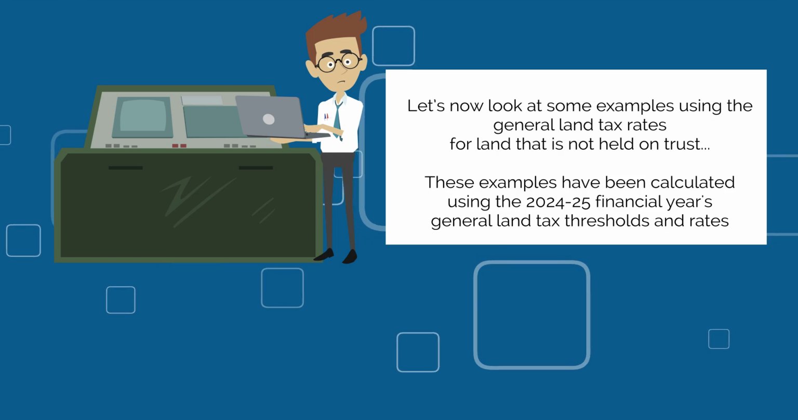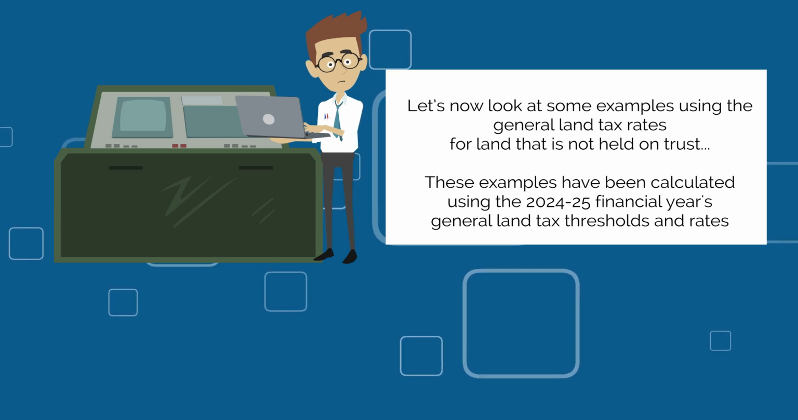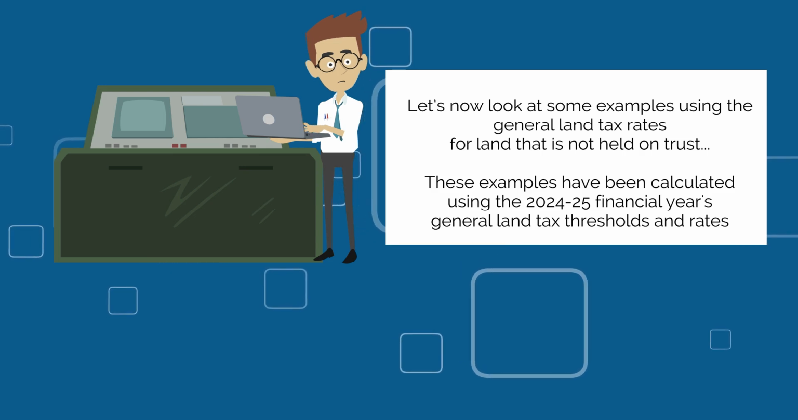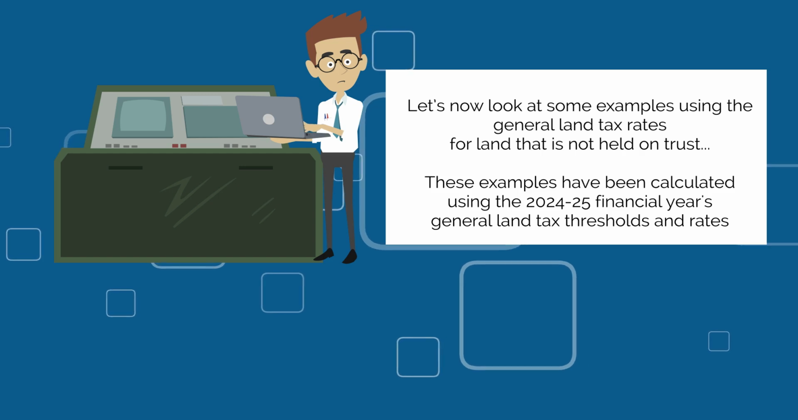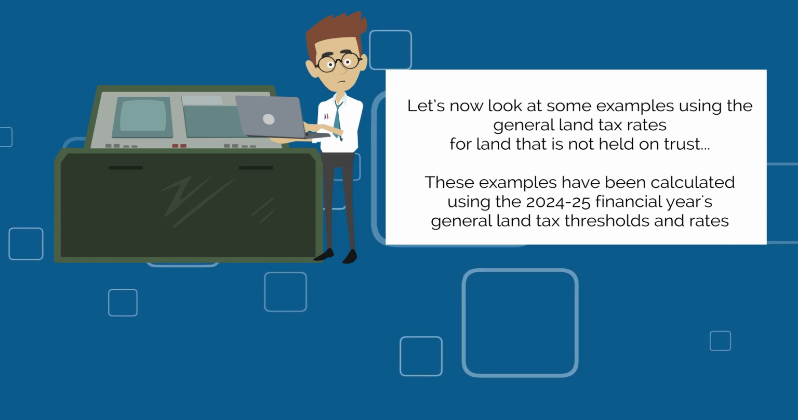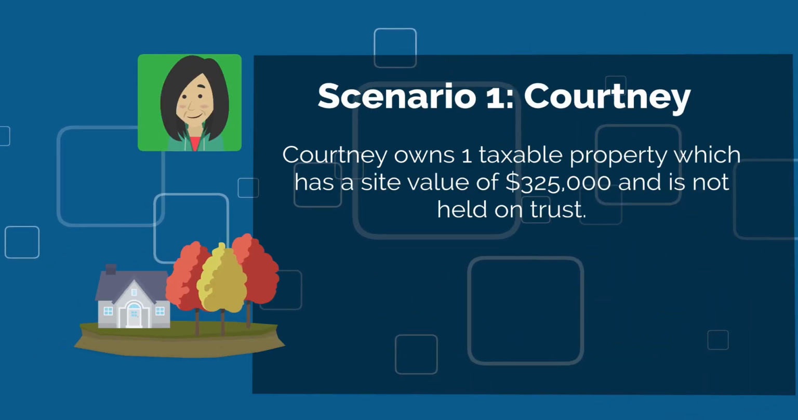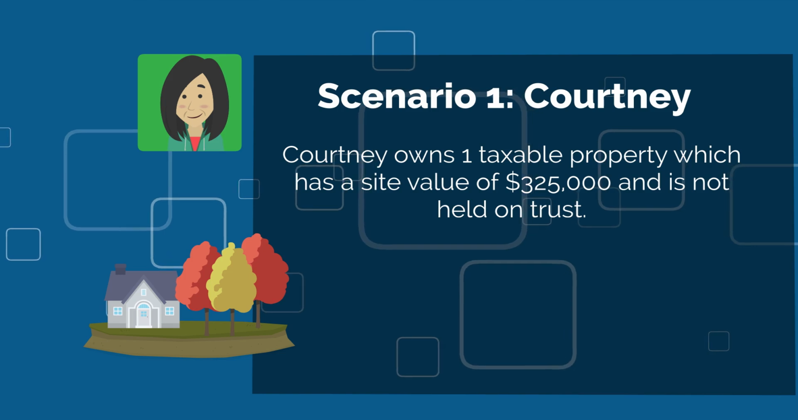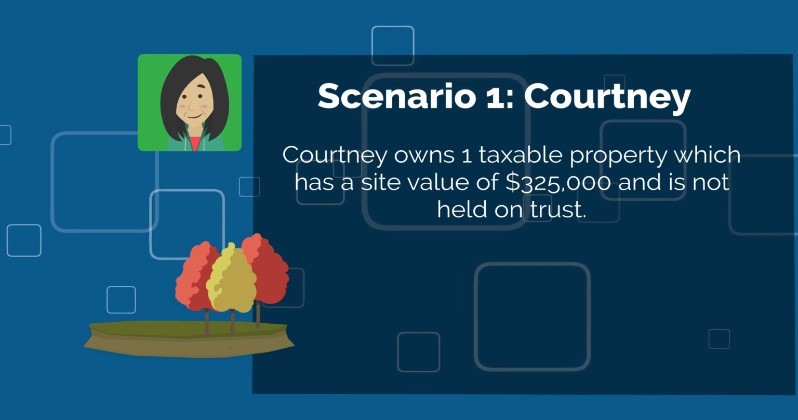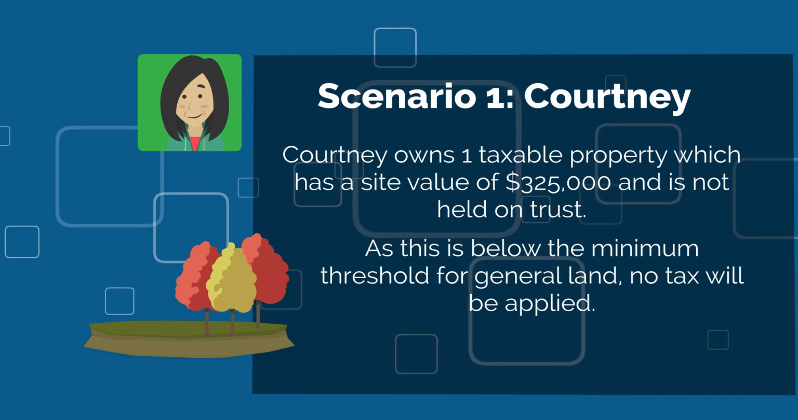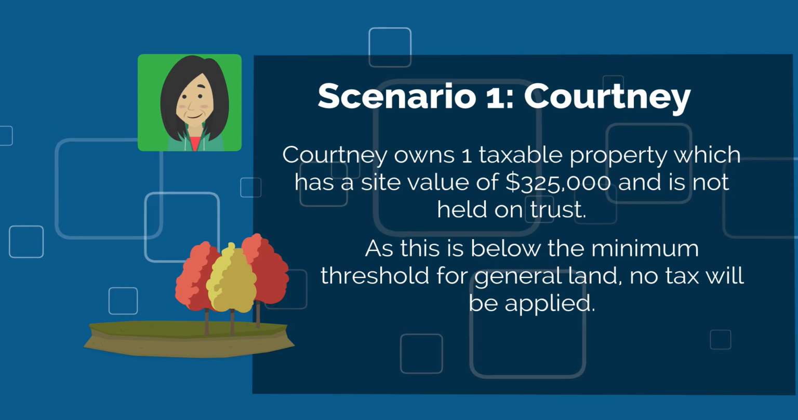Let's now look at some examples using the general land tax rates for land that is not held on trust. These examples have been calculated using the 2024-25 financial year's general land tax thresholds and rates. Courtney owns one taxable property which has a site value of $325,000 and is not held on trust. As this is below the minimum threshold for general land, no tax will be applied.